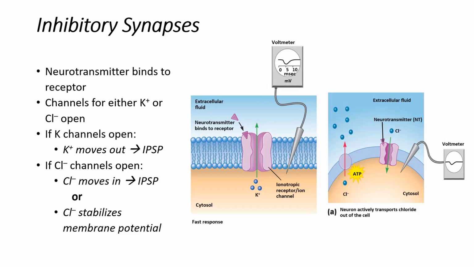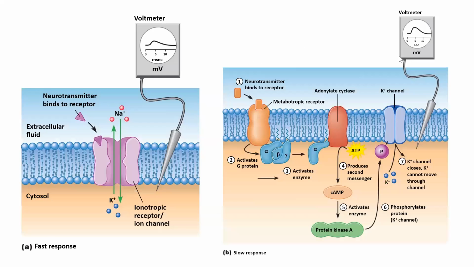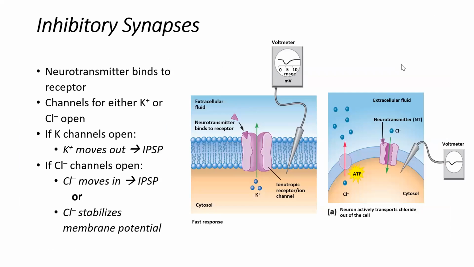Okay, so thinking about our inhibitory synapses here, we're looking at chloride. Okay, so we're thinking about potassium leaving the cell or chloride channels being opened up. And those two types of events could constitute an IPSP. If we think about potassium moving according to its ECDF, moving out of the cell, that is an inhibitory postsynaptic potential. Whereas if chloride channels open up, that could be an inhibitory postsynaptic potential, but it can also have a stabilizing effect on the membrane potential.